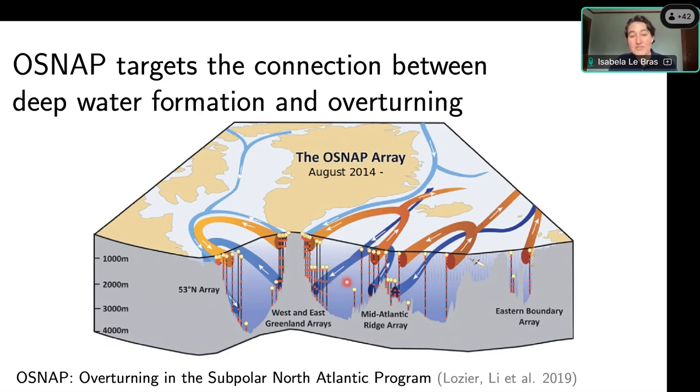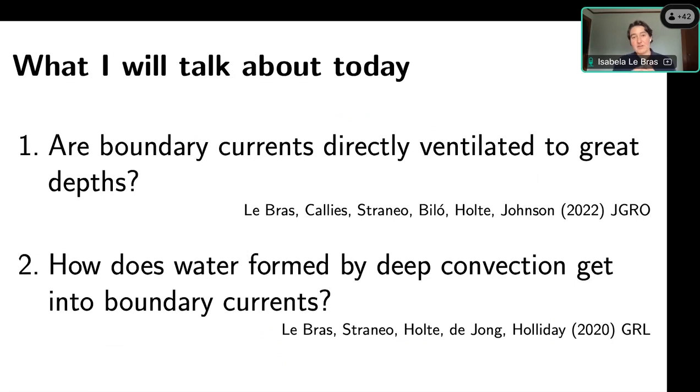But I'll be focusing instead on waters that are formed in the Irminger Sea here and in the Labrador Sea. And so the questions I'm going to be targeting are, first, do we have direct ventilation in the boundary currents? I spoke about how most of the deep waters form in the interior and then need to get into the boundary current to actually make their way out. Do we have some that's actually formed right in the boundary current, and then you skip over that step of having to move from the interior to the boundary?